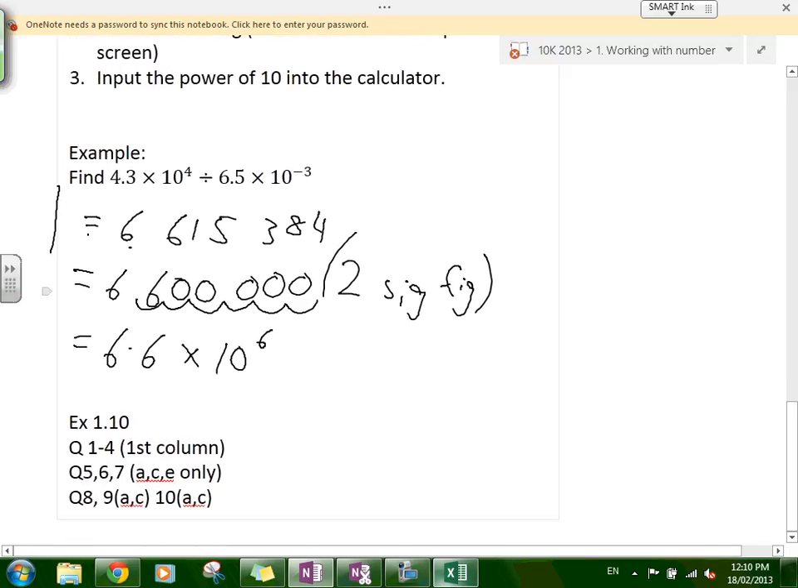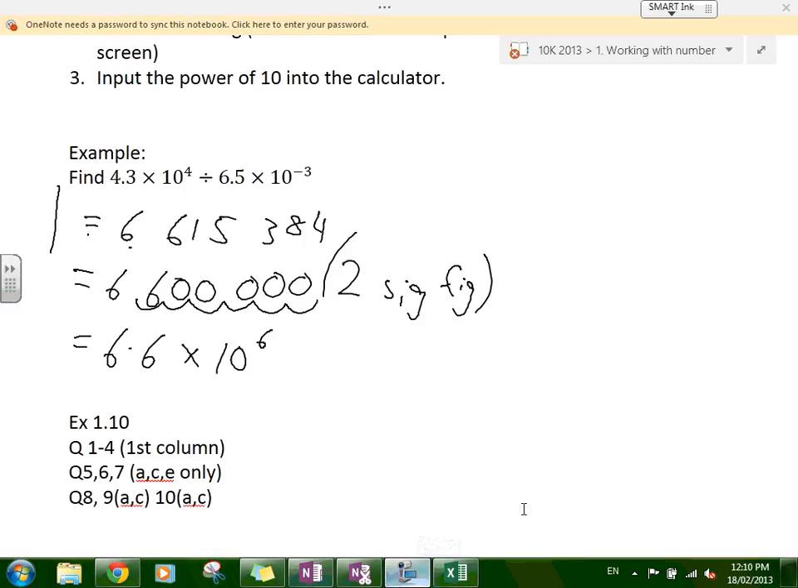So exercise 1.10, questions 1 to 4, first column. 5, 6, 7 AC only, and then 8 and 9 AC 10. Alright? Mrs. Mills is here to help, so please take advantage of that.